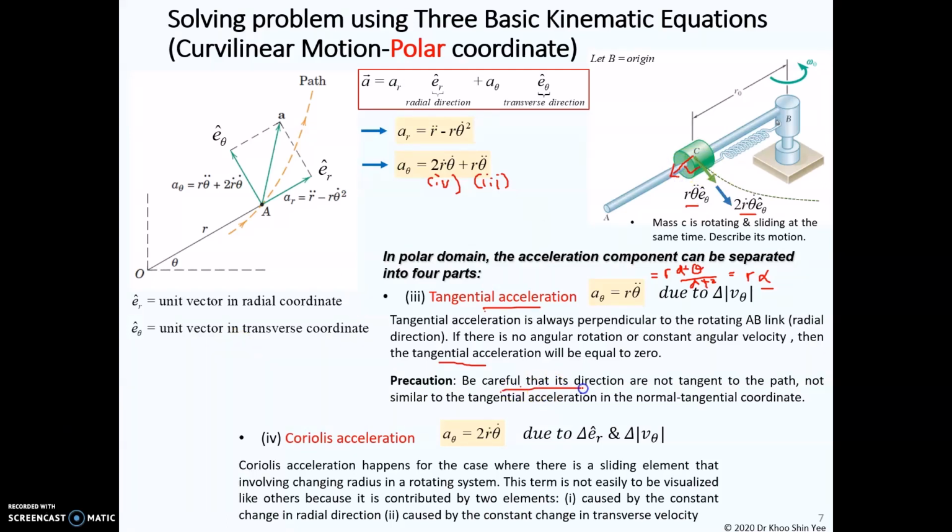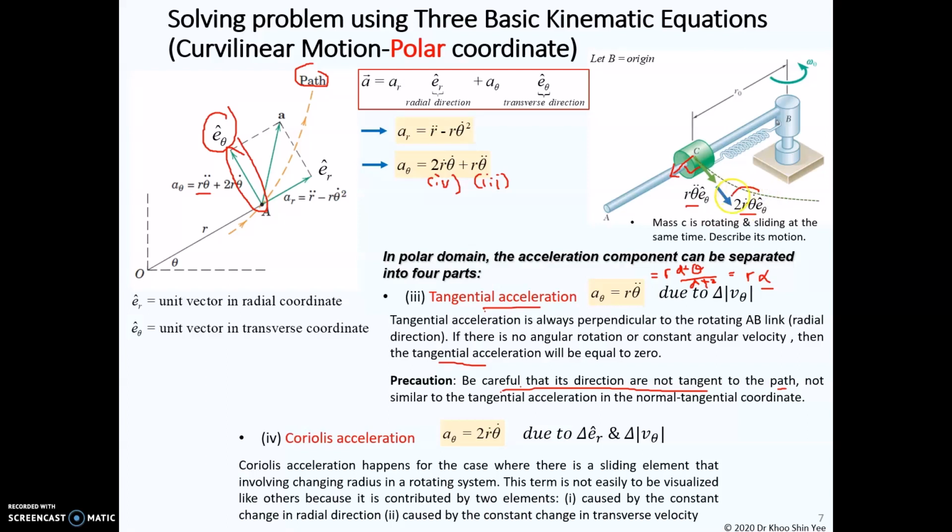You need to be careful that its direction is not necessarily tangent to the path. For example, over here, this is your path in the orange color, and this is the transverse direction. The tangential acceleration here is not necessarily tangent to the path here. You need to be careful with the term. If you use the tangential acceleration in the normal tangential coordinate, the tangential acceleration is always tangent to the path in the normal tangential coordinate.